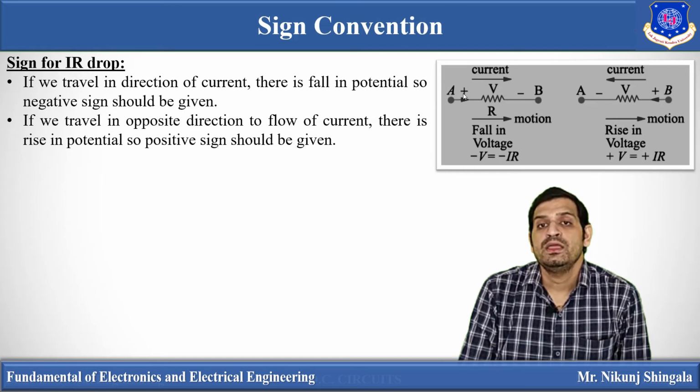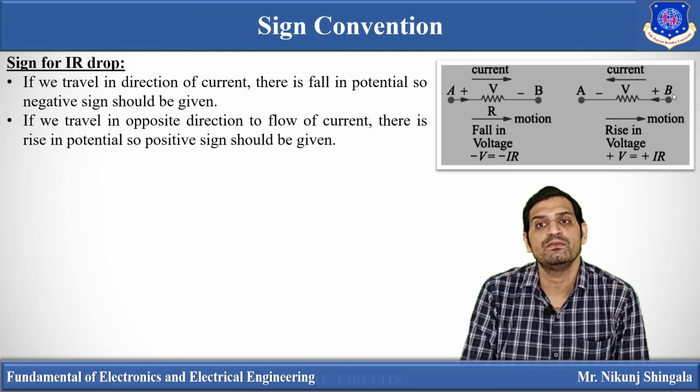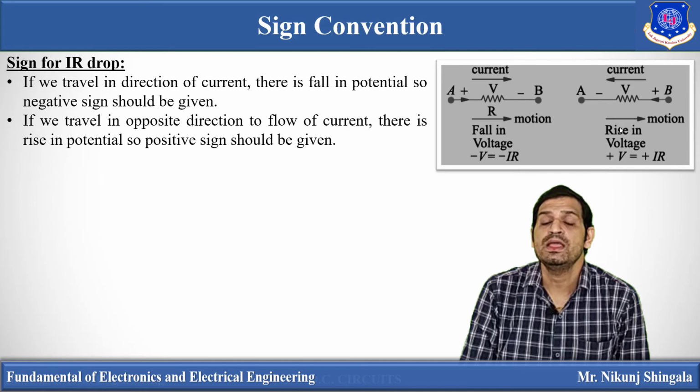Now, if current travels from A to B, then the plus sign should be given here and the minus sign should be given here. Similarly, if current is traveling from B to A, then current is entering over here, so the plus sign will be here and the minus sign will be here. These things will be required whenever we are doing the analysis of the circuit.